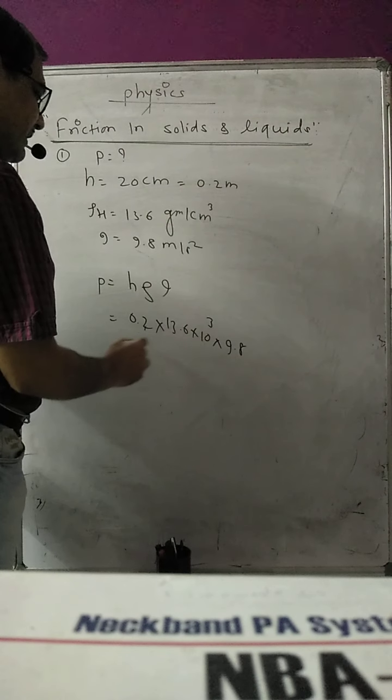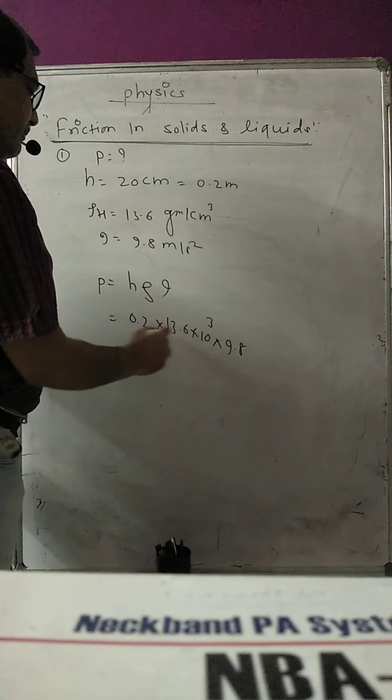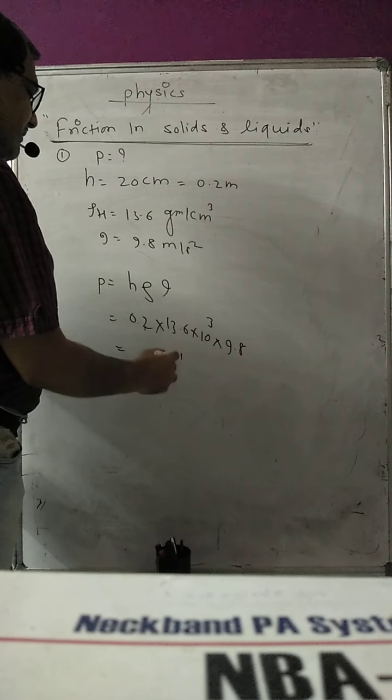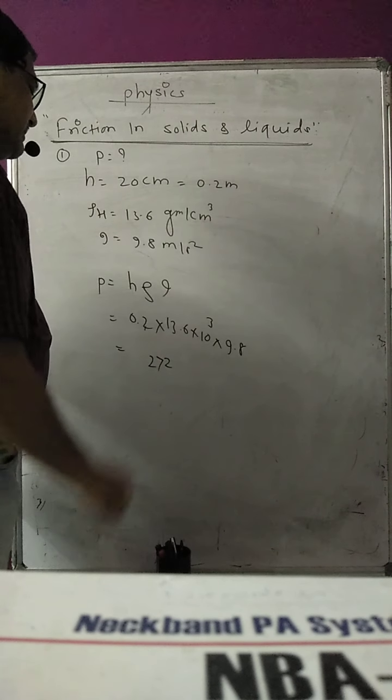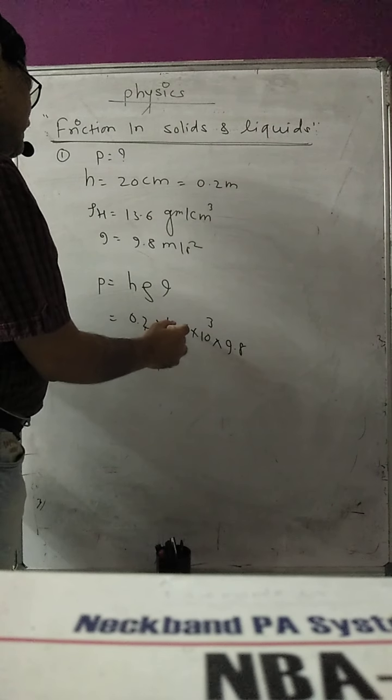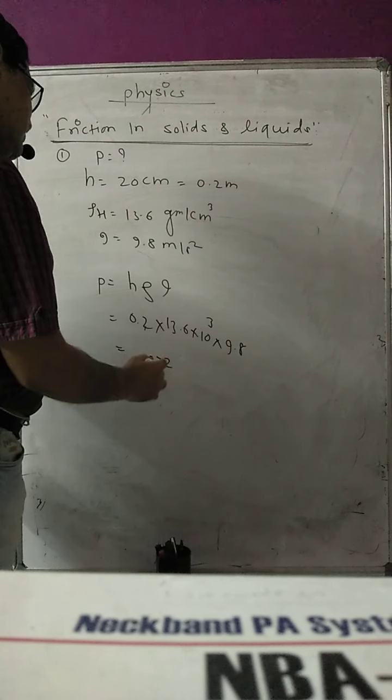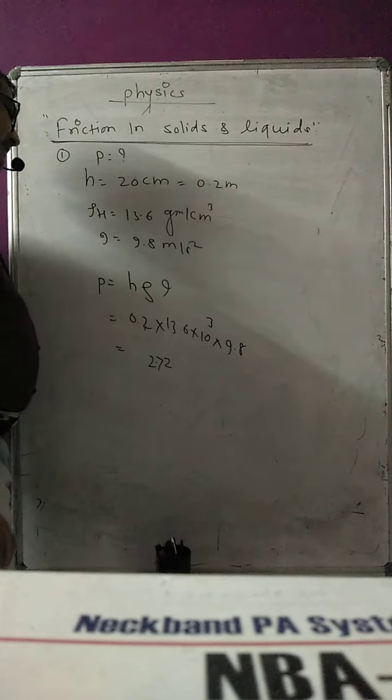If you calculate all this, 13.6 times 2 gives 27.2, and the final answer will be 2.72 into 10 raised to 4 pascal.